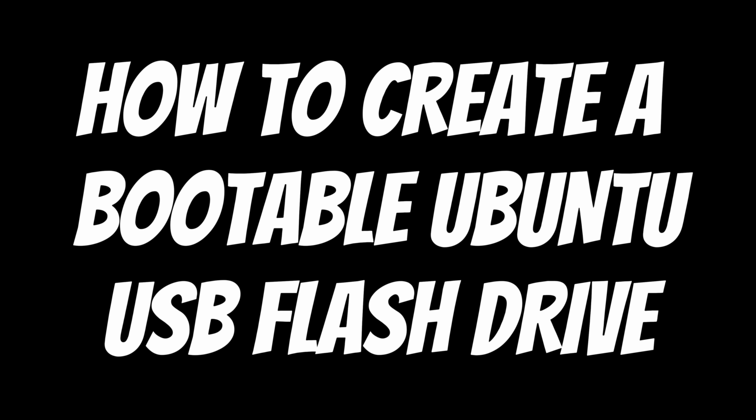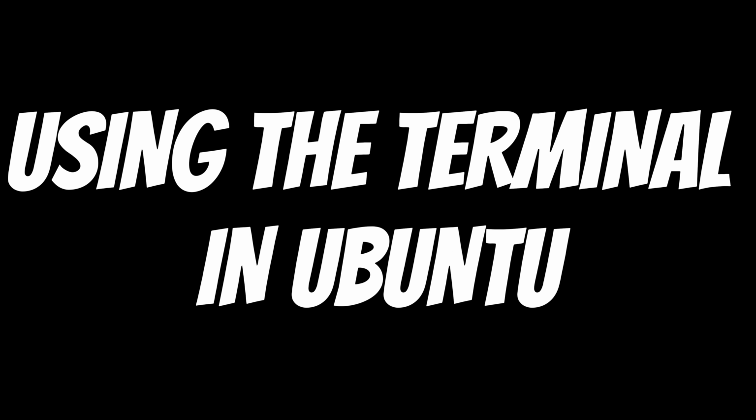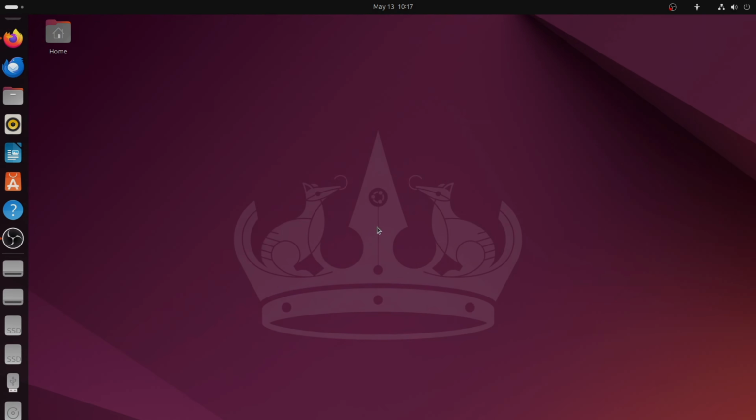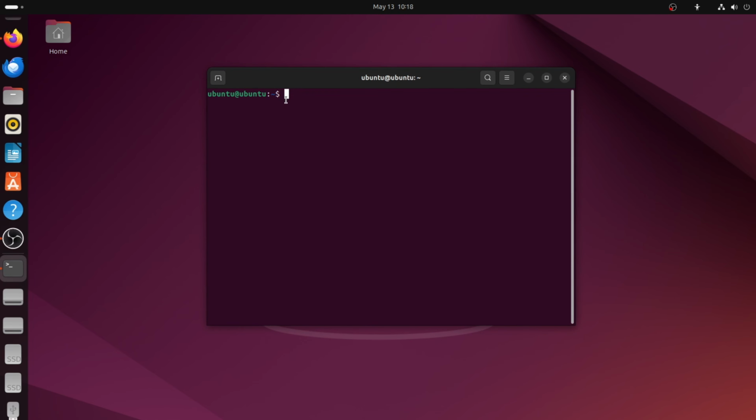In this video, I will show you how to create a bootable Ubuntu USB flash drive using the terminal in Ubuntu. This method uses a command line tool called dd. Let's begin. First, open your terminal. You can do this by pressing Ctrl, Alt and T together, or you can search for terminal in your applications.